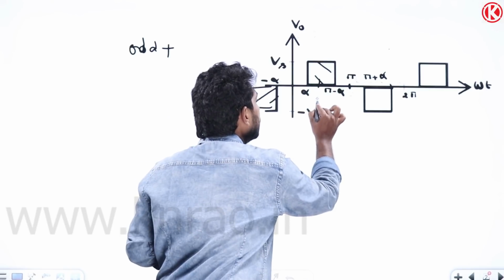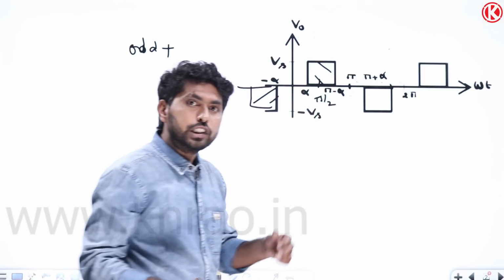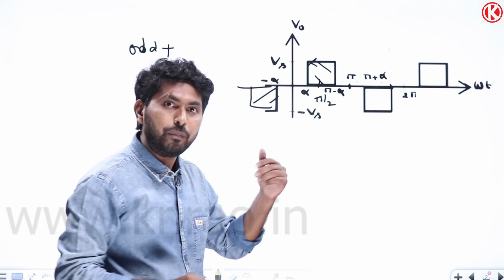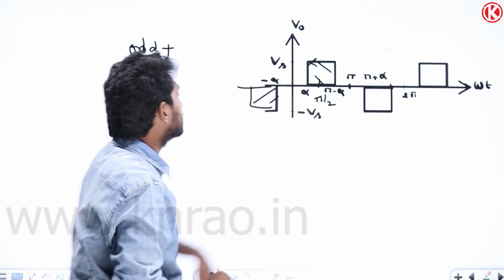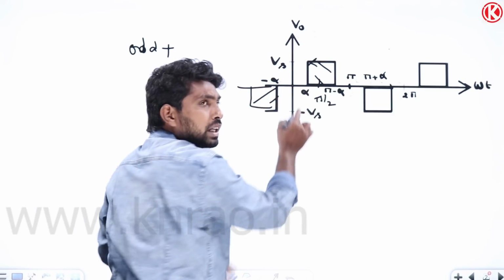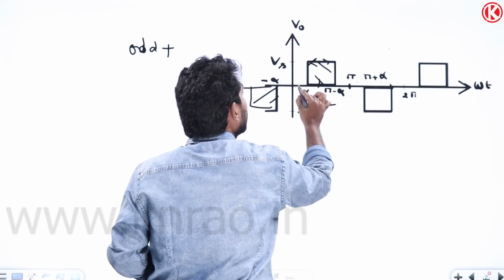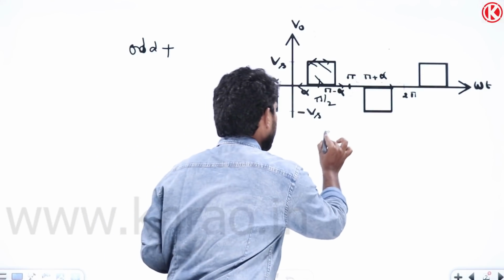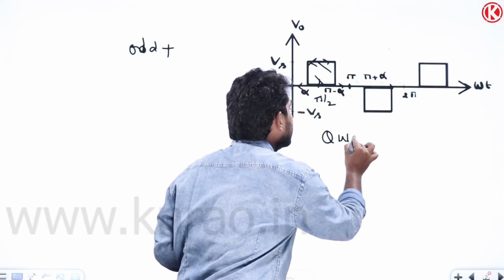Here 90 will come here. If I go to the left side, it is x(90 - θ). If I go to the right side, it will be x(90 + θ). So both are the same, so x(90 - θ) = x(90 + θ). So it is satisfying the first condition of the quarter wave symmetry.